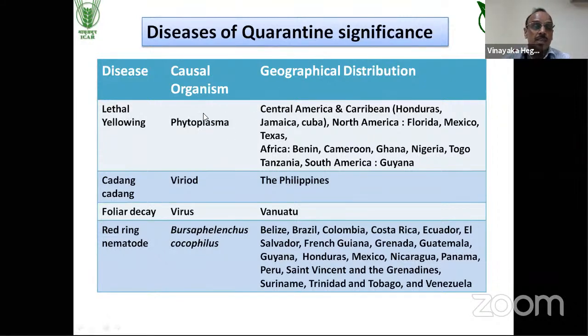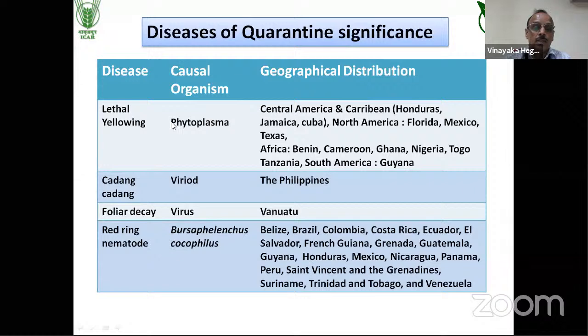There are certain diseases of quarantine significance, like, as I told, lethal yellowing. Though phytoplasma disease is there, this lethal type is different, because in other countries the strain of phytoplasma will kill the palms within a few months of infection.